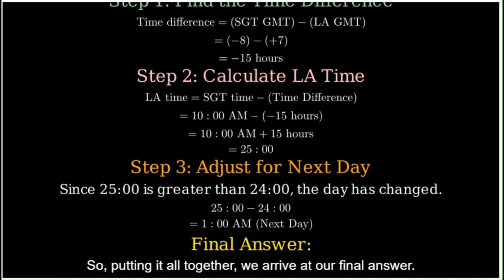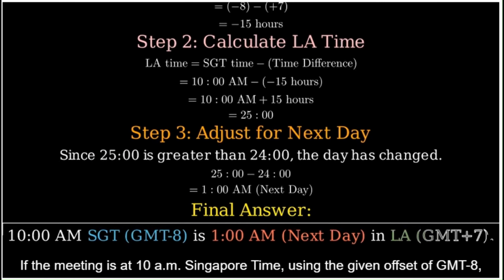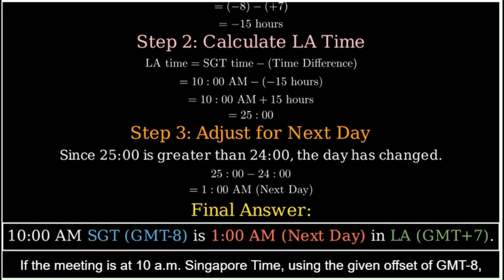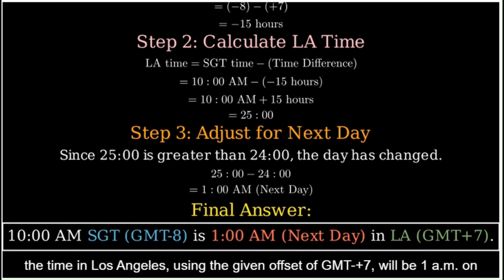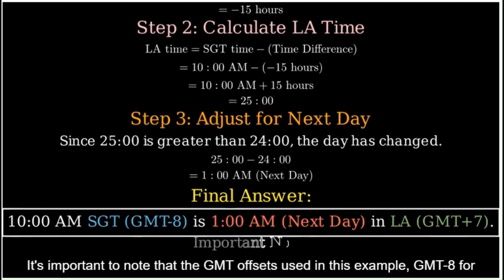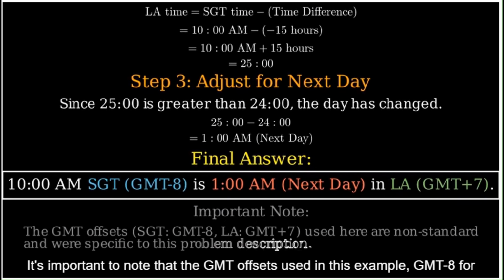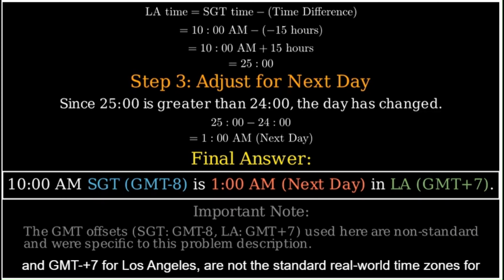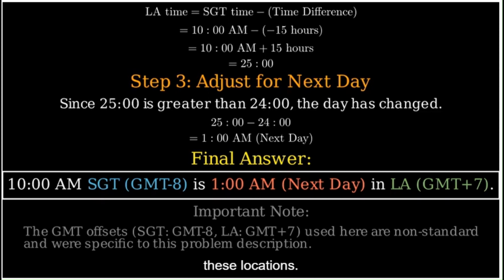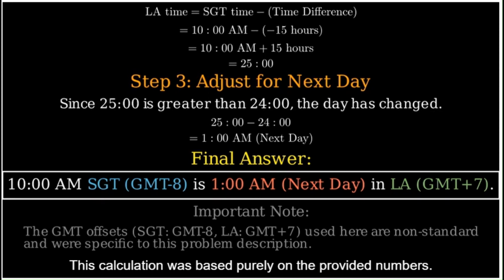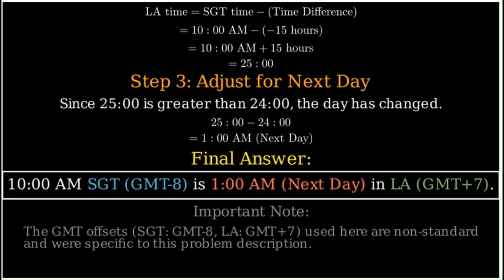So, putting it all together, we arrive at our final answer. If the meeting is at 10 a.m. Singapore time, using the given offset of GMT minus 8, the time in Los Angeles, using the given offset of GMT plus 7, will be 1 a.m. on the next day. It's important to note that the GMT offsets used in this example, GMT minus 8 for Singapore and GMT plus 7 for Los Angeles, are not the standard real-world time zones for these locations. This calculation was based purely on the provided numbers.